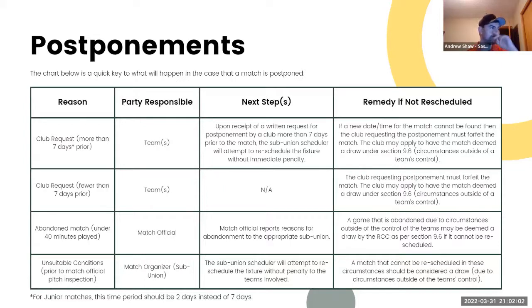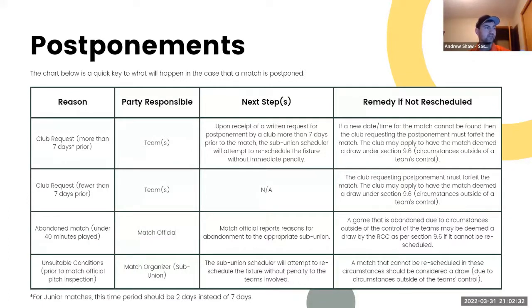So example 1, a club has a number of players test positive for COVID-19 the night before a game, such that they do not have a full roster for the match and request a postponement. This would fall into the second category that you see on the slide, and under the policy would default to a forfeit for the requesting club. However, positive COVID tests and self-isolation would likely constitute circumstances outside of team control, and the club should apply to the Rules of Competition Committee to have the match declared a draw.